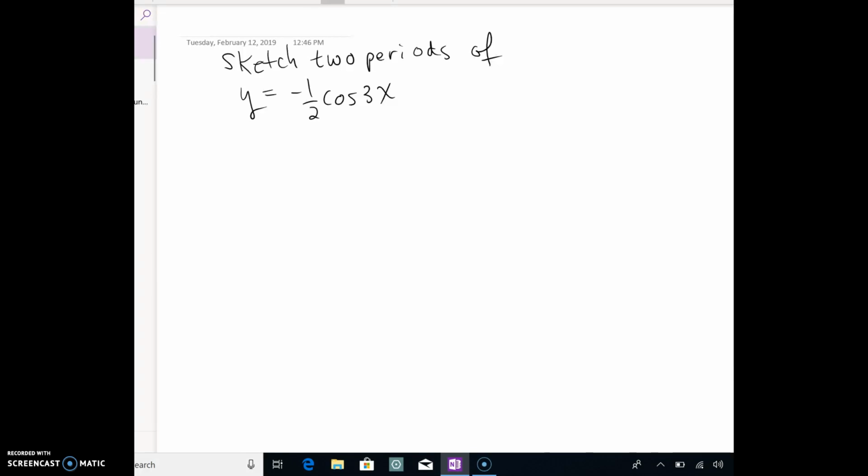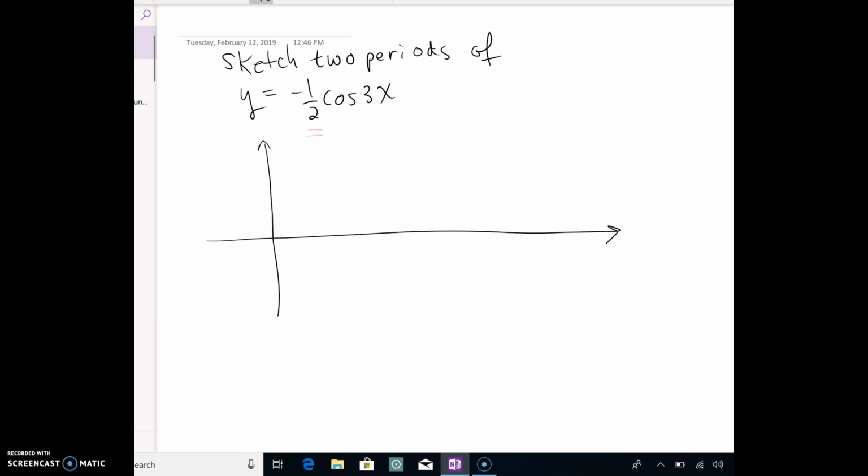Okay, so for this example, we're going to sketch two periods. I just want to make sure that you're comfortable with this notion of what it means to sketch two periods of a function of y is equal to -1/2 cosine of 3x. So the first thing that we should notice is that there's going to be a change in amplitude, and that's what that -1/2 means over there.